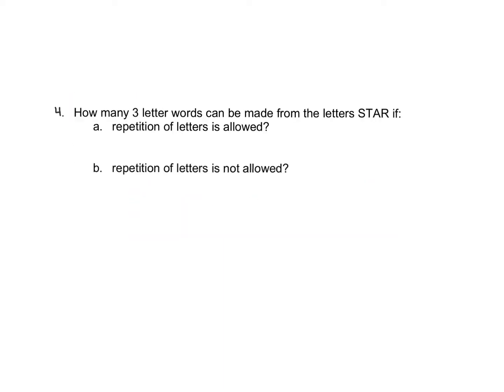All right, question number 4. It says how many 3-letter words can be made from the letters in star if, first of all, the repetition of letters is allowed, and letter B, the repetition of letters is not allowed. So we've got the word star, and star has 4 letters in it. If the repetition of letters is allowed, remember we're making a 3-letter word, so I'd have 1, 2, 3. And I would have 4 letters to choose from for my first one.